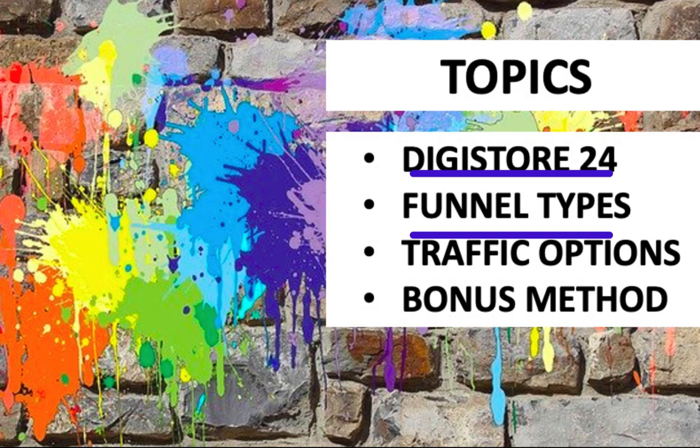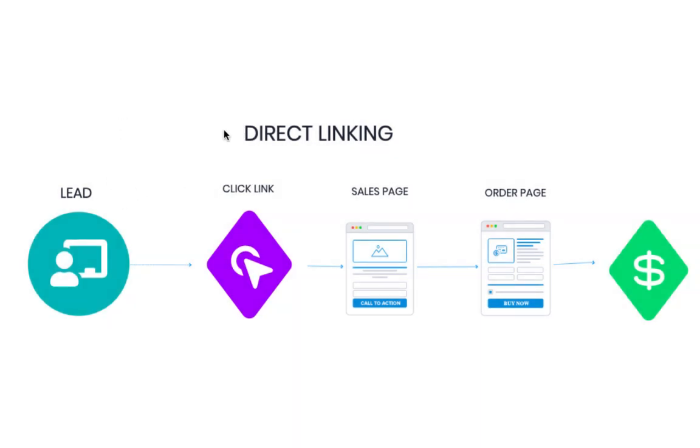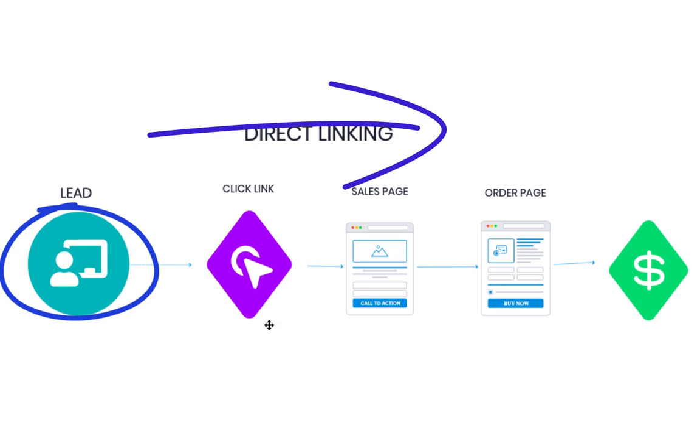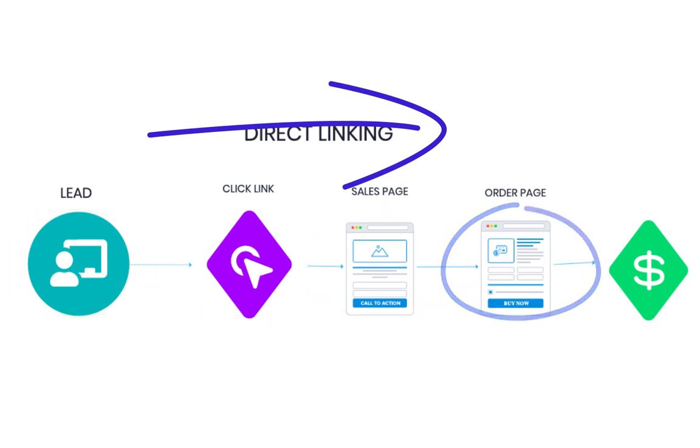So just before we jump over to the various types of traffic you can use, I want to talk about the different types of funnels that you can use to actually bring people through to purchase one of these products. Now, essentially what you would have if you just grabbed that link and started spreading it around the internet, they would be direct linking straight via that link to a sales page. So you have a lead here, wherever they end up seeing that link, they click on the link, they come over to the sales page, they go to the order page, and then potentially they buy.